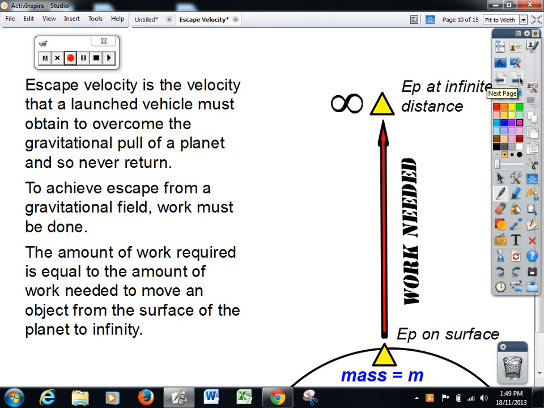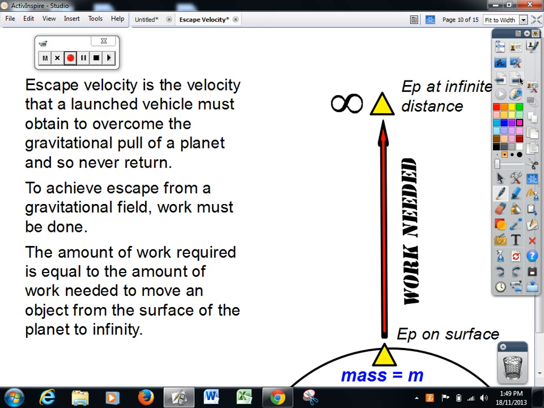So, what is escape velocity? And this is on the blue book there. What is the definition of escape velocity? Escape velocity is the velocity the launch vehicle must achieve to overcome the gravitational force of the Earth, the gravitational field of the Earth, its pull, and so never return.